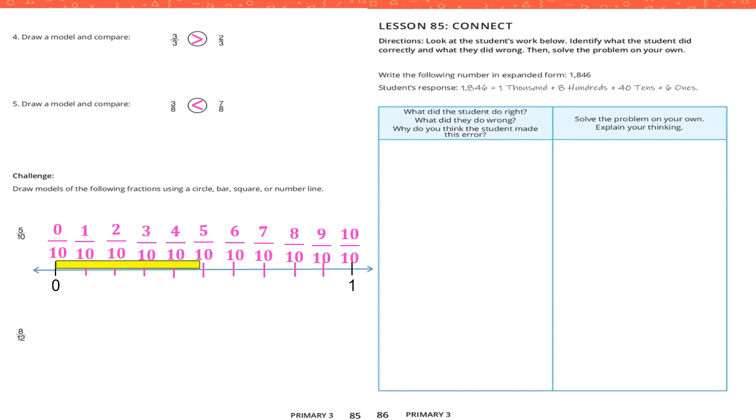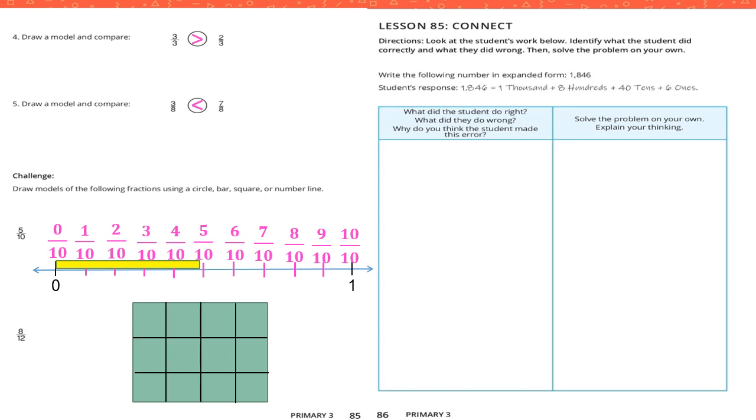The second one, 8 over 12. Here I draw a rectangle and I divided it into 12 equal parts. Why? Because the denominator is 12. 8 as a numerator means 8 colored parts. So I colored 8 parts out of the total 12 parts.